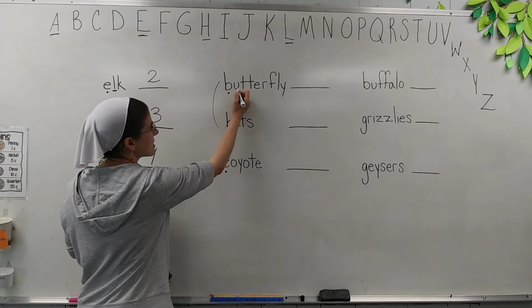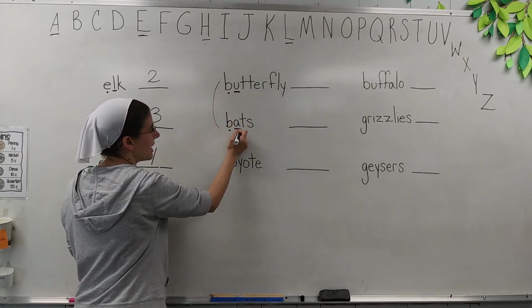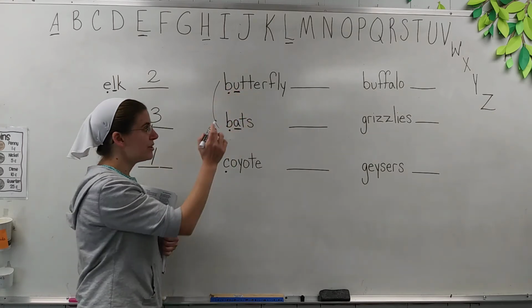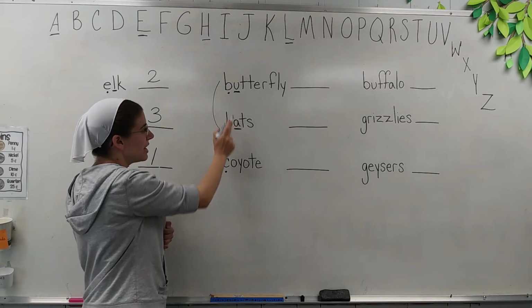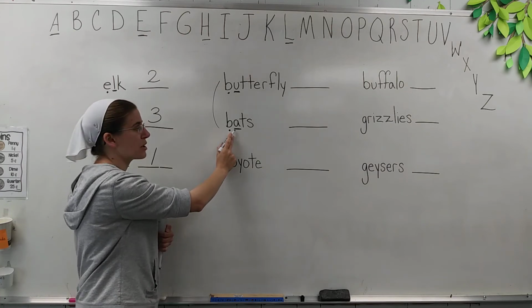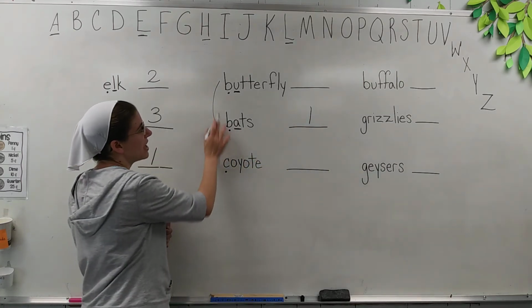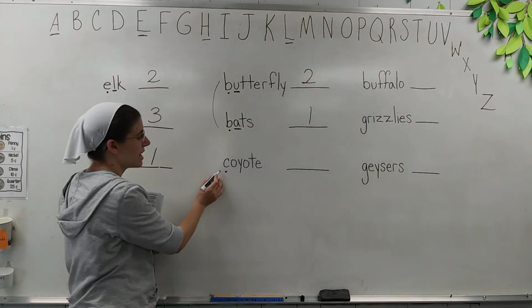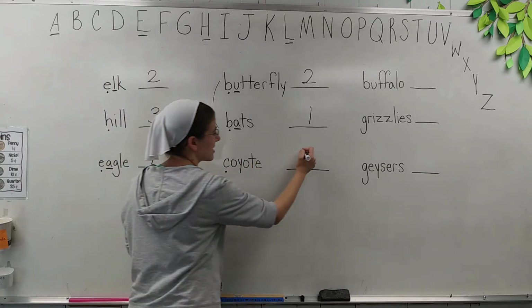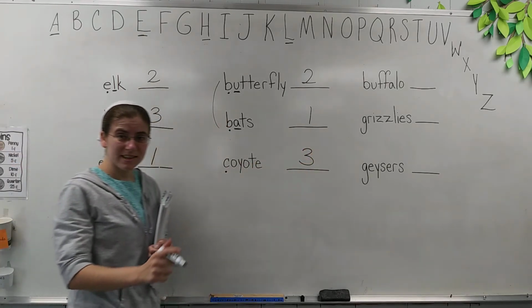Now, let's look at the second letter. Does U or A come first? Well, we know that A comes first in the alphabet, before U. That means bats is our number 1 word. It will come first. And then the next B word will come. And then we have one word left, coyote. Okay, is this making sense?